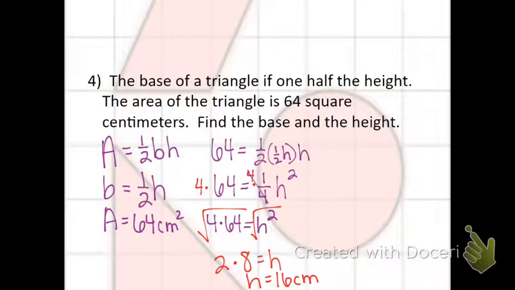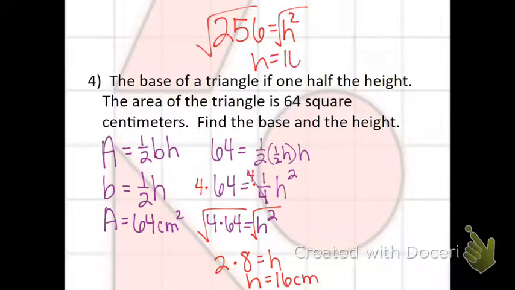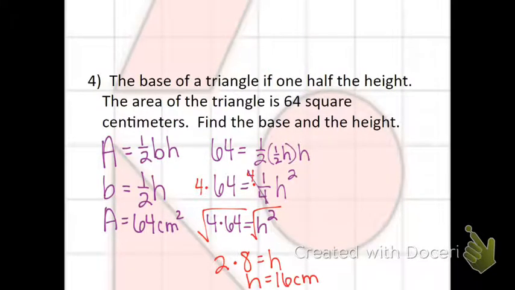Now, if you wanted to multiply them together, that's fine. I'll show that up at the top. If you take 4 times 64, you should get 256 equals h squared. And then when you square root them, you still get 16. So either way, it's fine. I just like keeping my numbers smaller since I knew they were both perfect square numbers anyway. Same answer either way. All right, but we're not done yet.